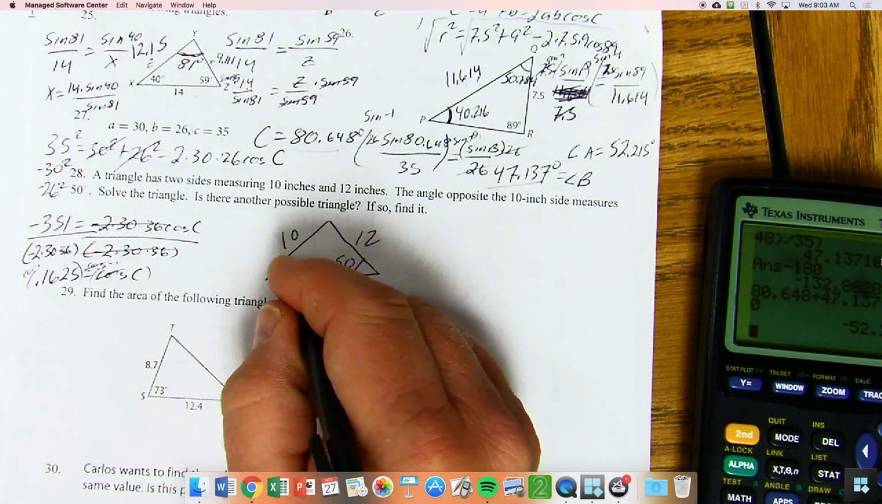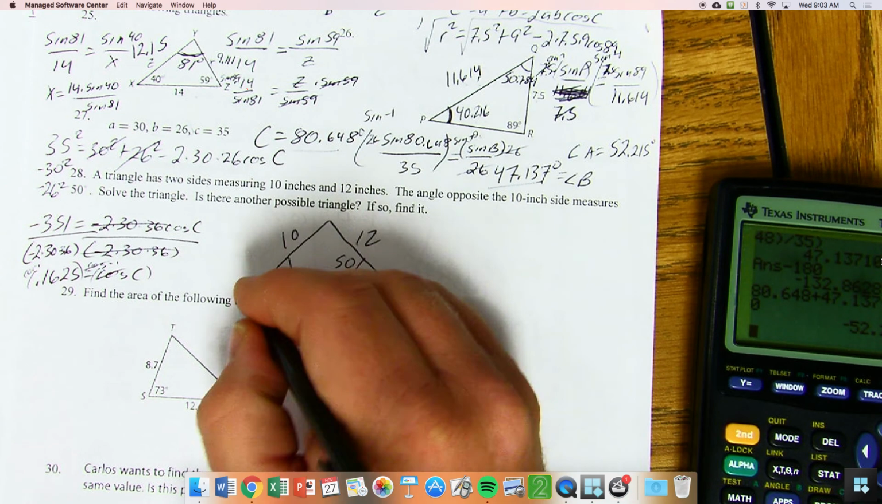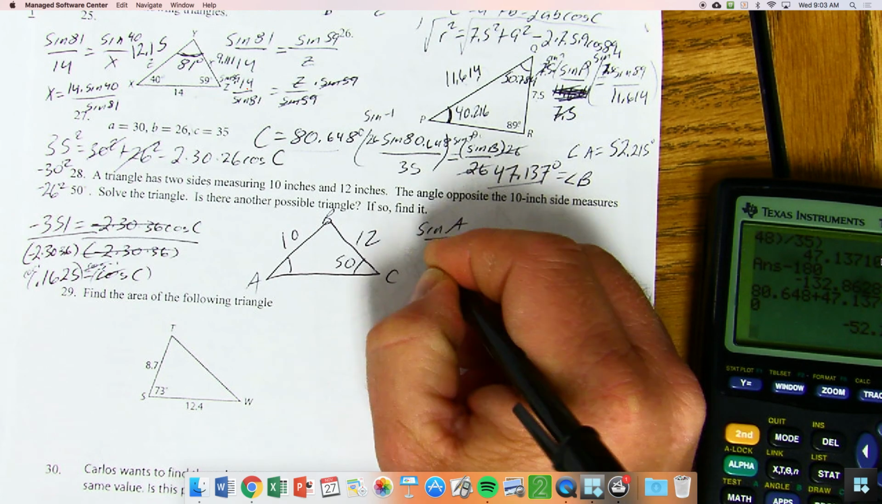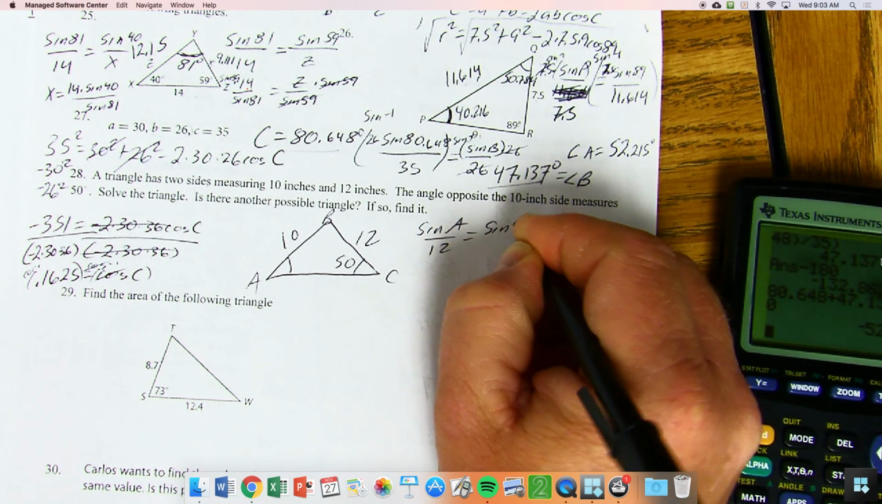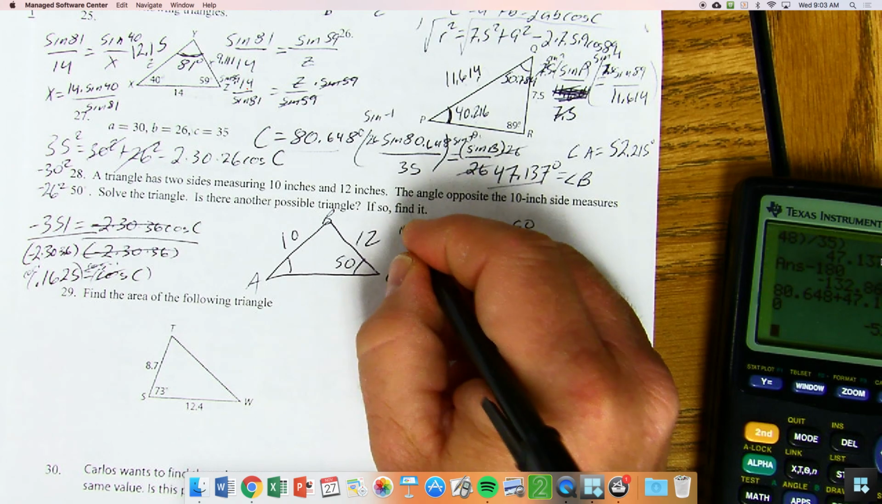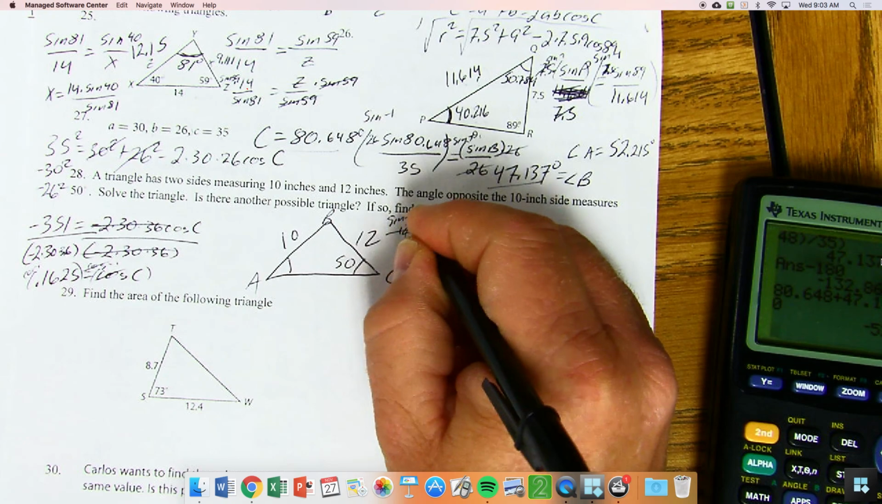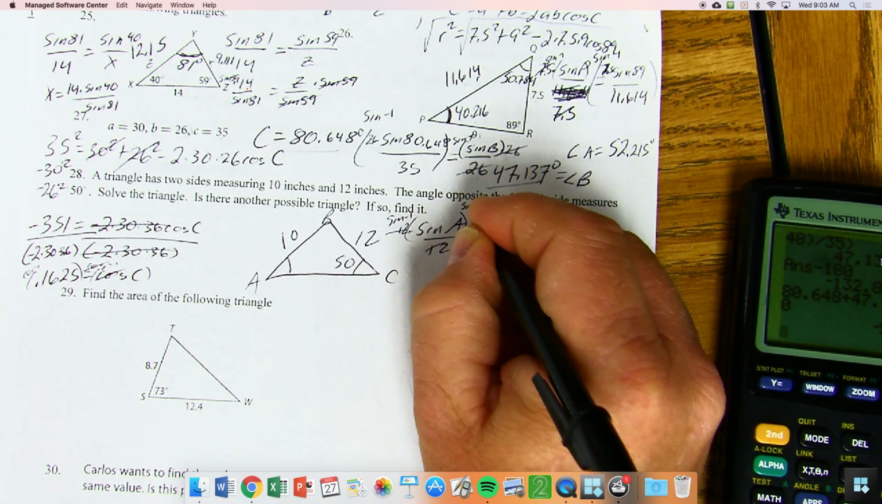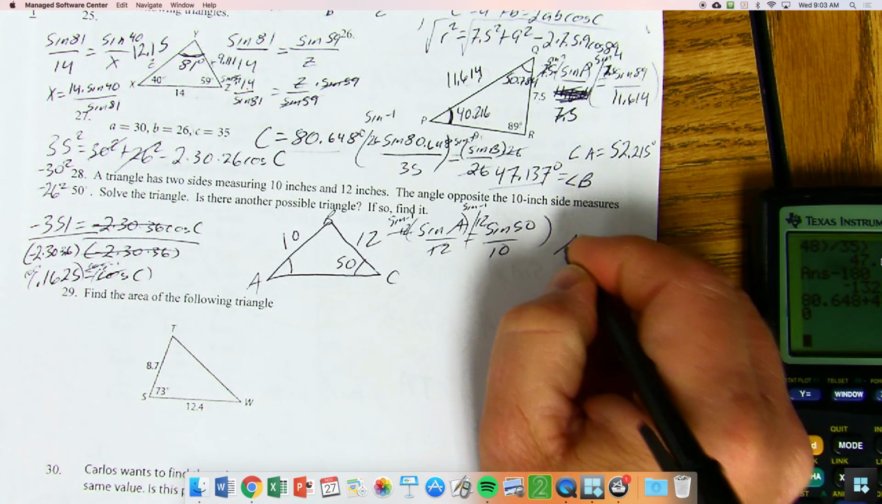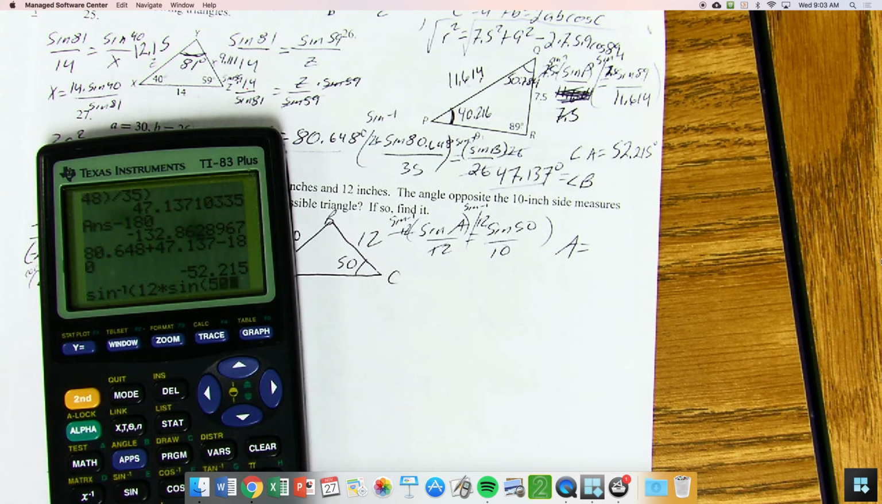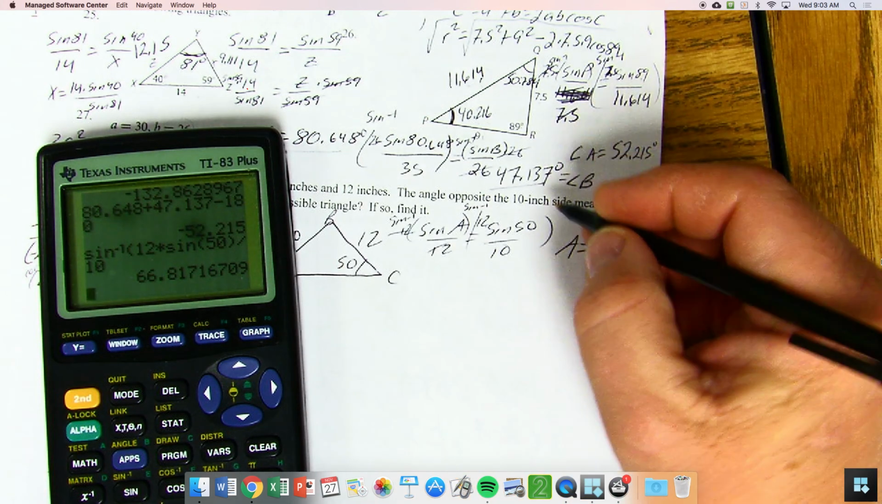So we're going to find this angle here. Let's call this A, we'll call this B, we'll call this C. So I'll say the sine of A over 12 is equal to the sine of 50 over 10. Multiply by 12. Take the inverse sine. So I get angle A is equal to inverse sine of 12 times sine 50, that parenthesis divided by 10, and I get 66.817.